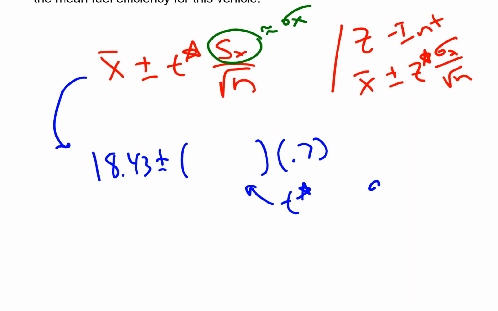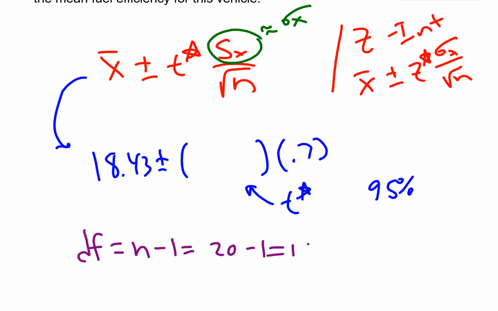So we want a 95% confidence interval. You have to remember the t distribution changes according to degrees of freedom. So make a note of what degrees of freedom are. Degrees of freedom are always n minus 1. Or in our case, it's going to be 20 minus 1, or 19.